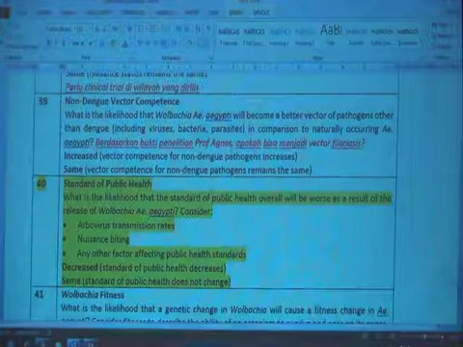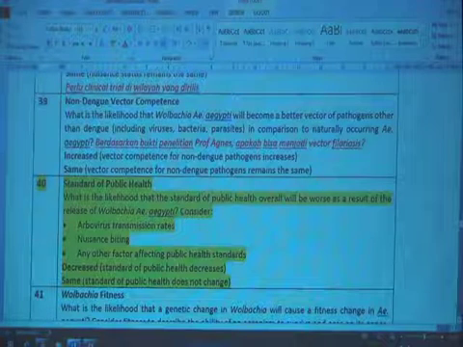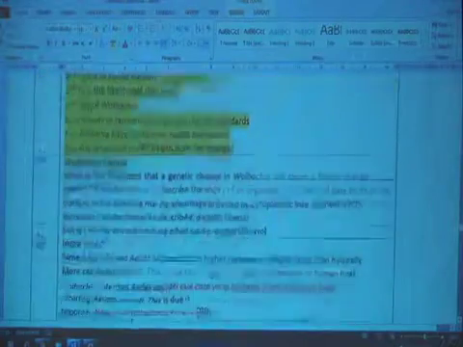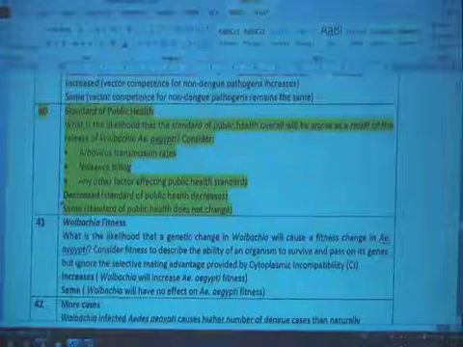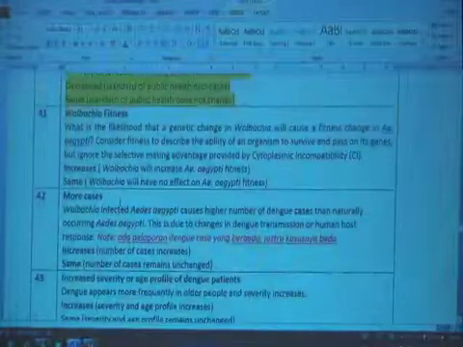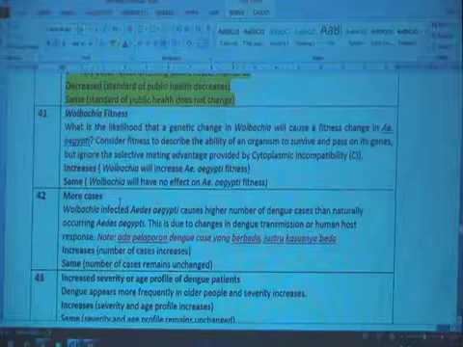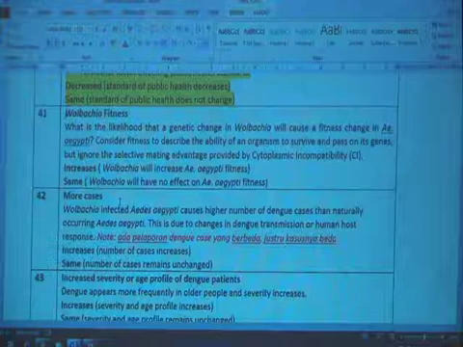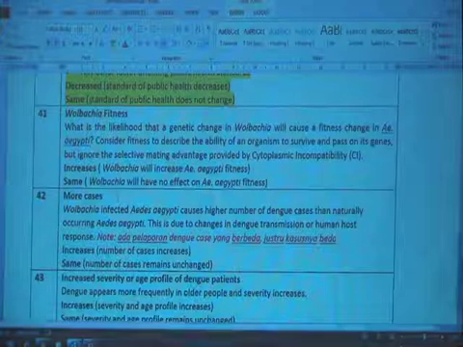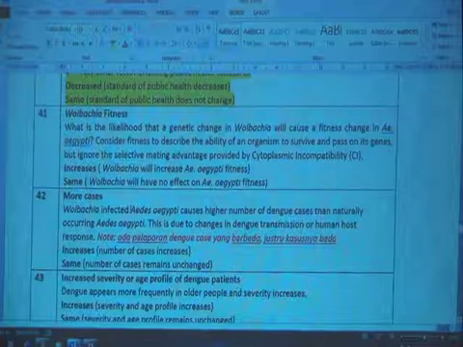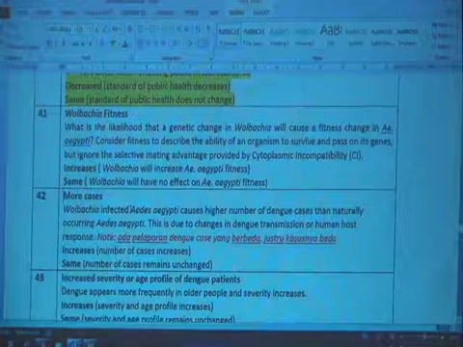And the next question, standard of public health. Is okay, yeah. It's already included in the nuisance of biting as well, from question number 38. The next question, number 41, Wolbachia fitness. What's the likelihood that a genetic change in Wolbachia will cause a fitness change in Aedes aegypti? This is accepted, yeah. And question number 42, more cases: Wolbachia infected Aedes aegypti causes a higher number of dengue cases than naturally occurring Aedes aegypti.